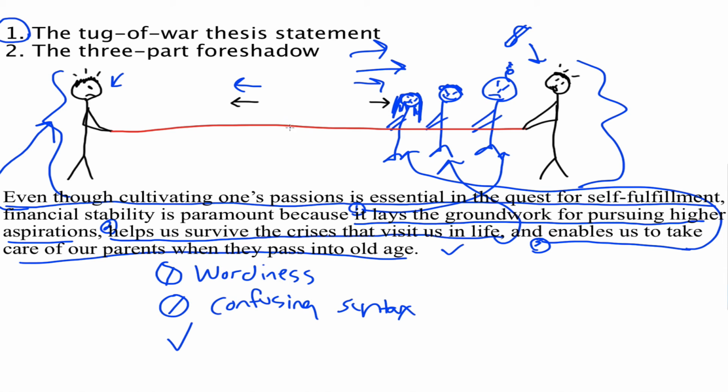Anyways, you can tell that the writer thinks this side of the argument is going to win this tug-of-war match. You can tell that by the syntax and also just through the content of this thesis statement. Okay? This is a tug of war. The ideas are pulling against each other.